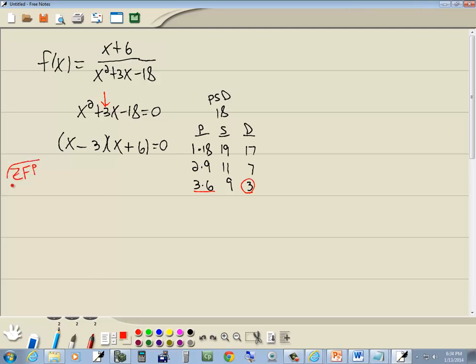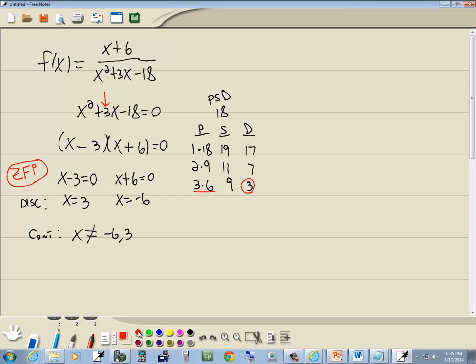Zero factor property. It says you get 0 on one side, you factor the other side, you can set each factor equal to 0. So I'll set x minus 3 equal to 0 and x plus 6 equal to 0. And solve these, and we get x equals 3 and x equals negative 6. This is where it's discontinuous. For continuity, x cannot equal negative 6 and cannot equal 3.